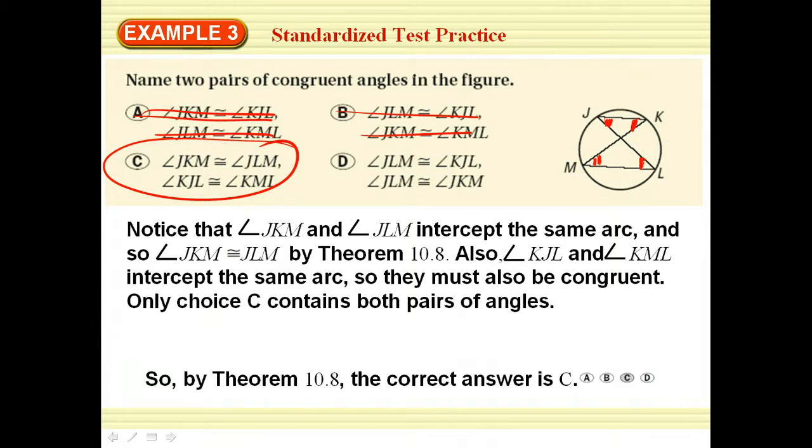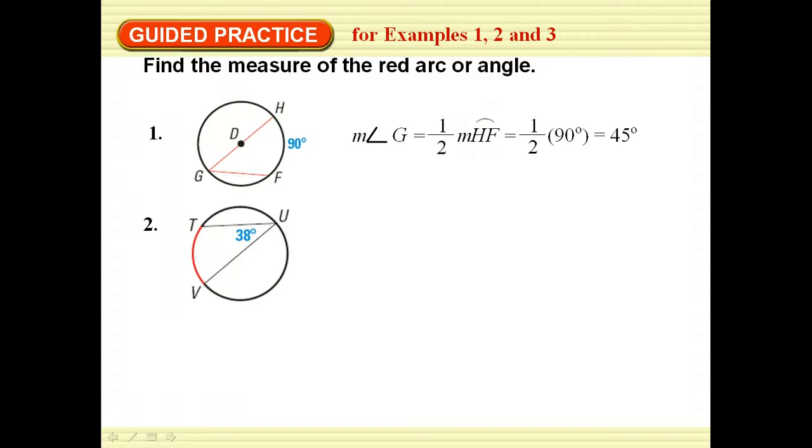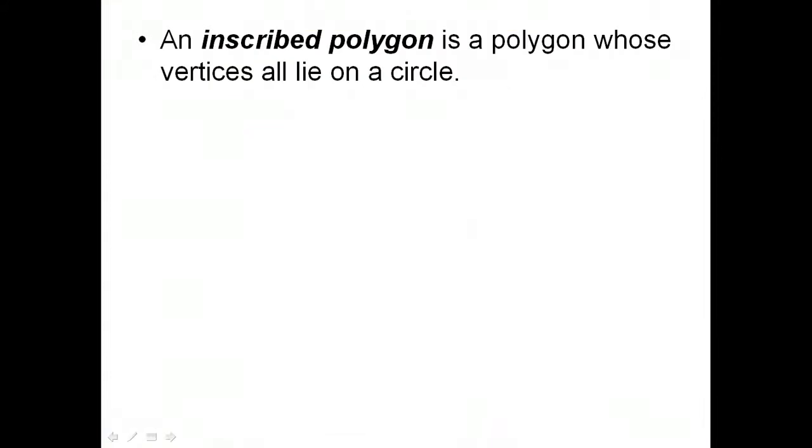So what we do is we find the ones that have the same intercepted arc. Find the measure of the red arc or the angle. In this case, I'm looking for the angle. Remember that the angle is half of the arc, so that would be a 45-degree angle. In this one, I'm looking at the arc. If the angle is half of the arc, the arc is twice the angle, so 76 degrees. For the red angle, ZW intercepts the arc of 72, so the arc is twice as much, 144, and then this one is half of that, which is 72. Remember, if they're congruent, they both have to be the same.